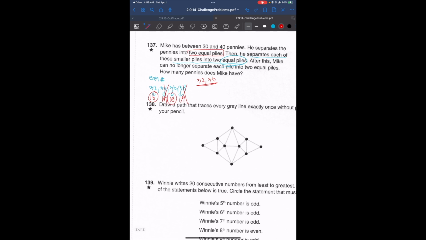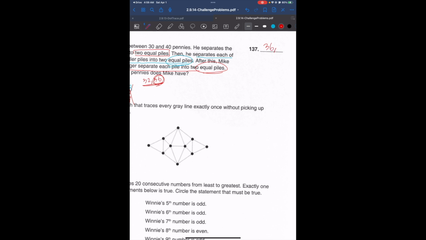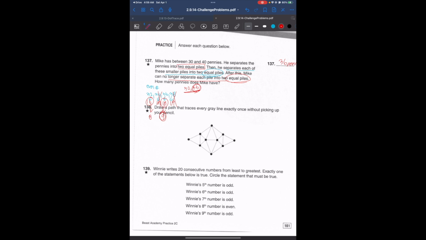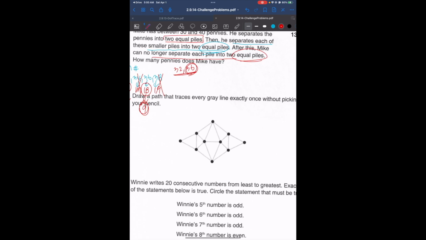But then after that, Mike can no longer separate each pile into 2 equal piles. So now that tells us that now he has an odd number of pennies. And so that's going to be 16 to 8 and 18 to 9. So it's going to be 9, which is odd. So he would have initially started with 36 pennies.